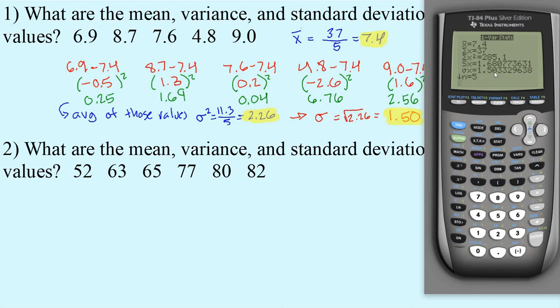Do not type in 1.5 and square it. You want to get as close to that as possible, so I would write down a whole bunch of those decimals, square the whole thing, and then round your variance.